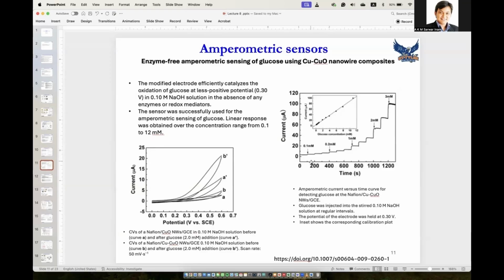So the amperometric response of this sensor at higher concentration was tested, right? And you can see the glucose concentration starting from here is like 0.1 or so, up to 12 millimole. That is, the detection range is really good.